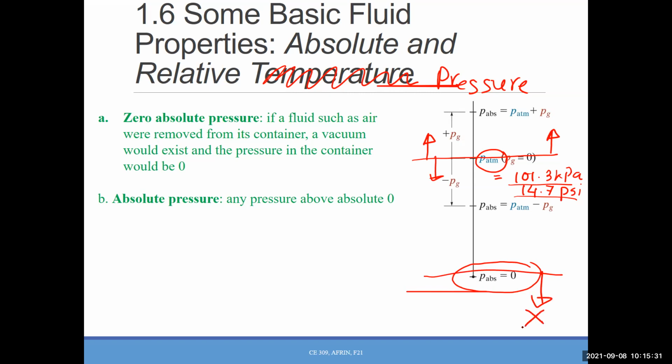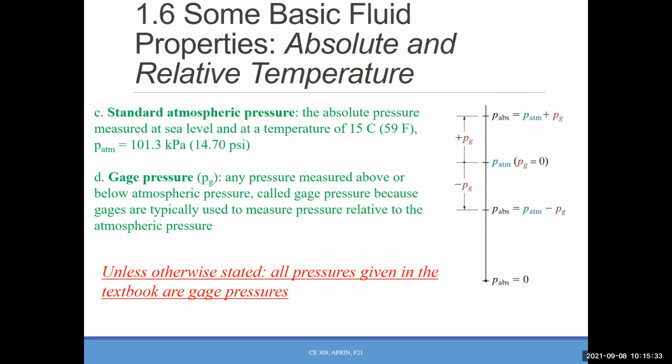Okay. So let's go to the next slide. Just to give you the value, at 15 degrees centigrade, the value is 100.3 kPa or 14.7 psi. And if we measure something from this scale, that is called the gauge pressure.